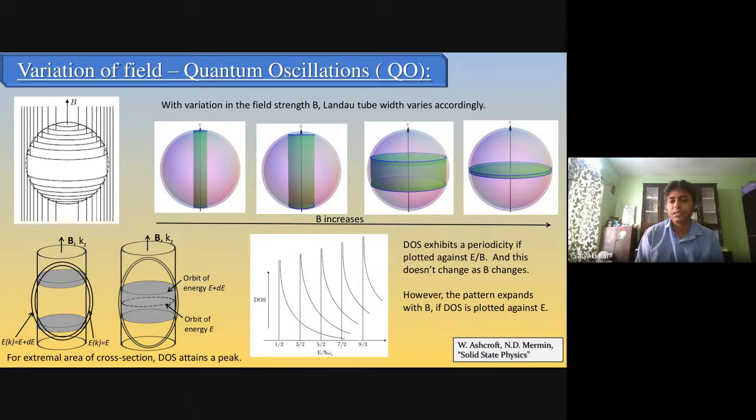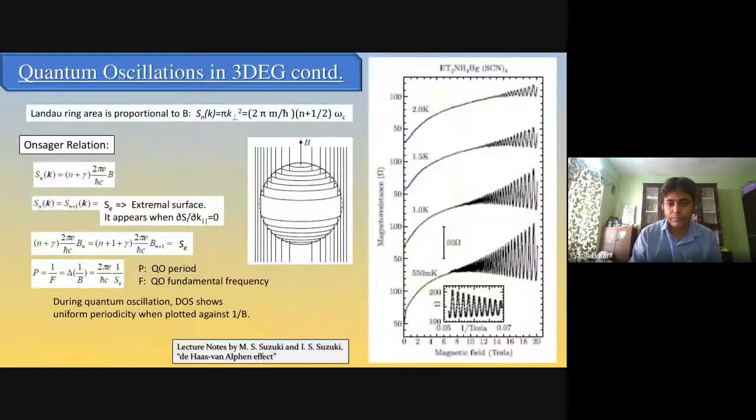If you just study closely, we can see that it has some constant periodicity if we plot with inverse of B. So remember that this oscillation that we are talking about is not any oscillation with respect to time or space coordinate. This is oscillation with respect to magnetic field. And then we will see that it has a constant period if we just plot it not with B but with 1 by B. And this is actually shown here. So you can do the maths.